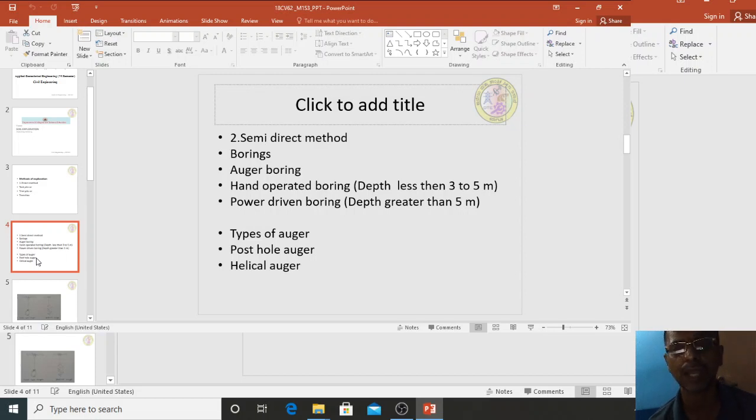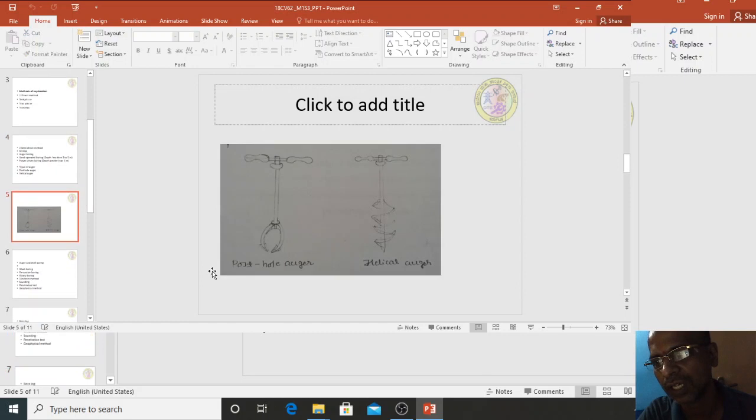Or sometimes, if huge equipments are there, you can go up to 25 meter also. Next, depending on the shape of the auger, augers are of two types: post hole auger and helical auger. I want to show you in the next slide the post hole auger and helical auger.